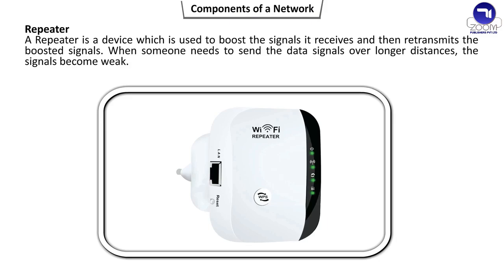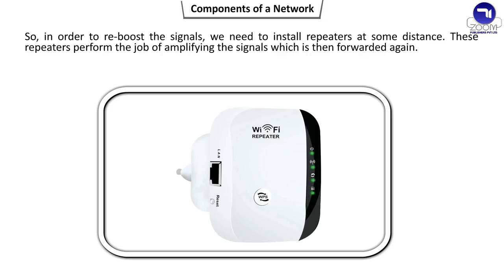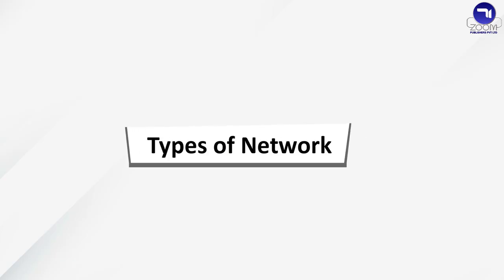Repeater. A repeater is a device which is used to boost the signals it receives and then retransmits the boosted signals. When someone needs to send data signals over longer distances, the signals become weak. So, in order to reboost the signals, we need to install repeaters at some distance. These repeaters perform the job of amplifying the signals, which are then forwarded again.